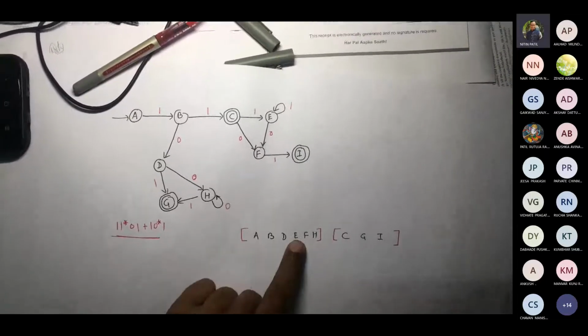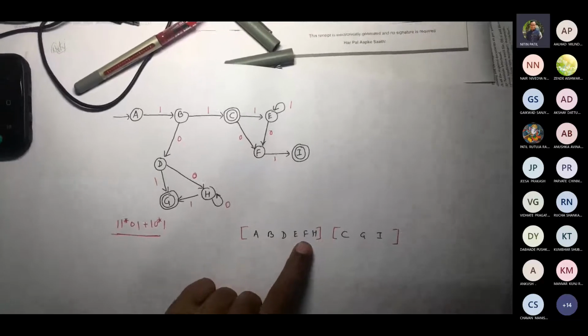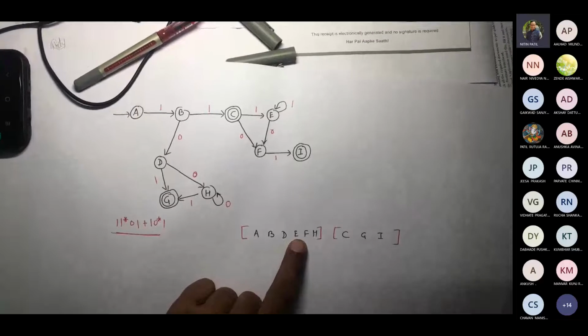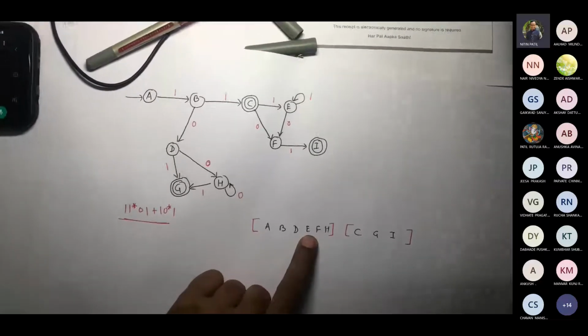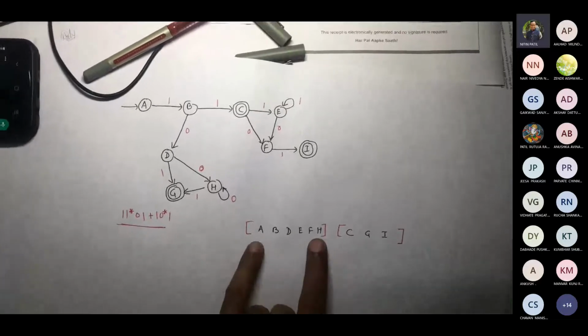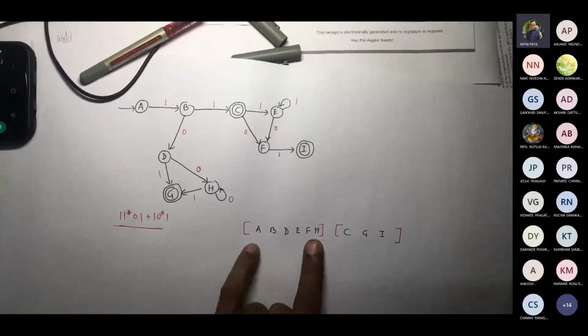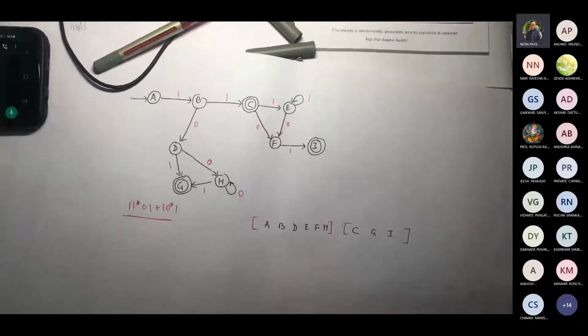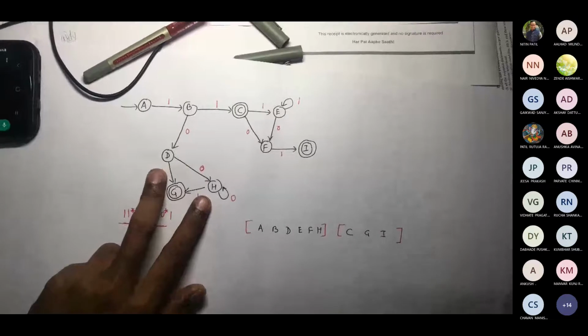For one input, it is going to remain in the same group, but for F, with 0, it is going to F. So it is remaining in the same group. But for F, with 1, it is not E. Only C is having E. So I cannot keep all of them in the same group because they are not taking me to the same state. Only what I can see is D and H.